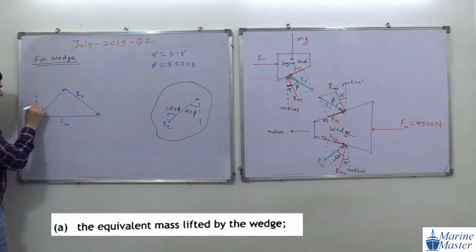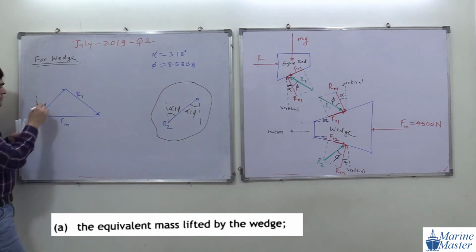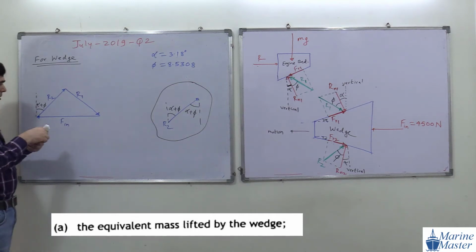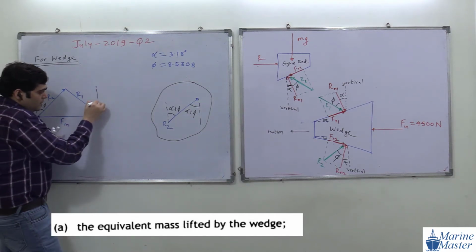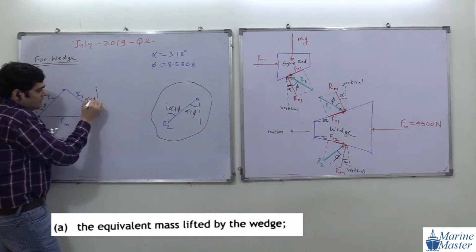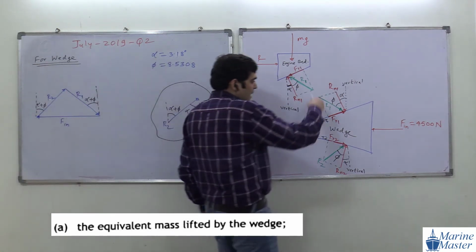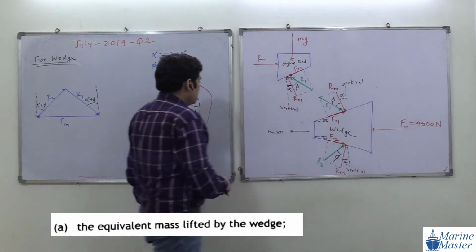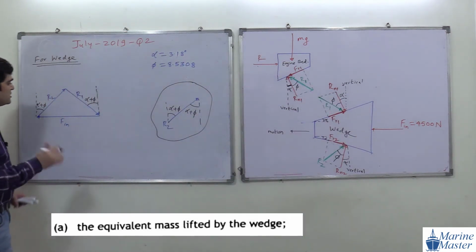So here, this angle will be alpha plus phi, and this is our R2. Okay, good. Then what about R1? This angle will also be alpha plus phi, the same angle of R1 with respect to vertical. Any doubt in this discussion?